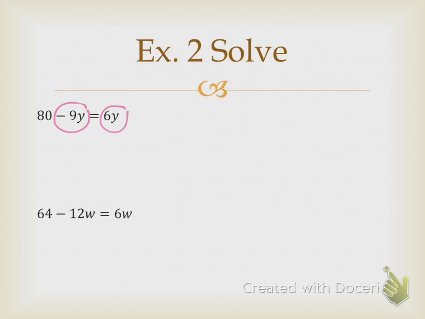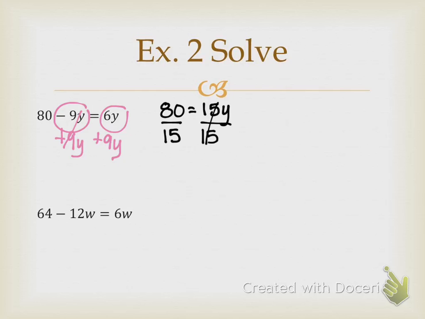So what am I going to do with the negative 9y? Add it to both sides. Perfect. Why couldn't I have subtracted the 6y? That would leave nothing on the side, and I can't have that. So now I have 80 equals 15y. I'm going to do what? Divide by 15.